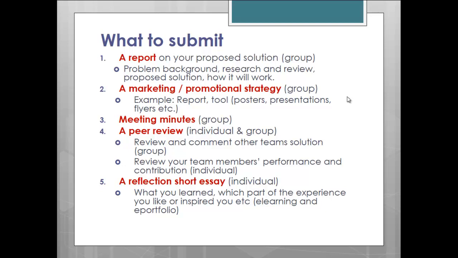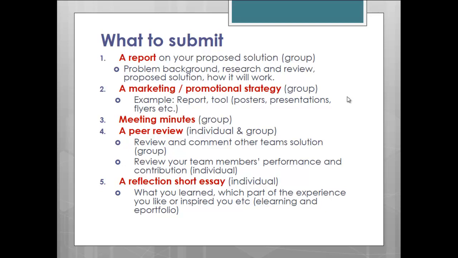You sort of look at yourself from the outside. What is it that you feel? What is it that you learn? What experience did you get from doing this? Were you inspired by it? Did it motivate you to do something? Whatever it is, what you need to do is write a short essay of reflection.